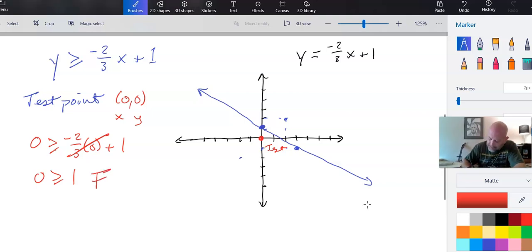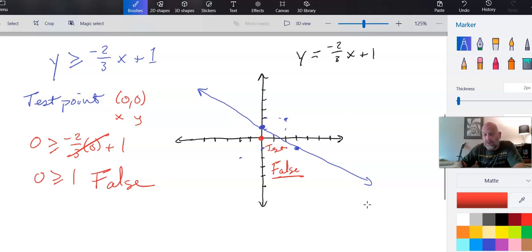This is a false statement. It's a lie. Your math is lying to you if you try to say that this is a true statement. So this comes up false, which means that nothing on this side of the line is a solution.